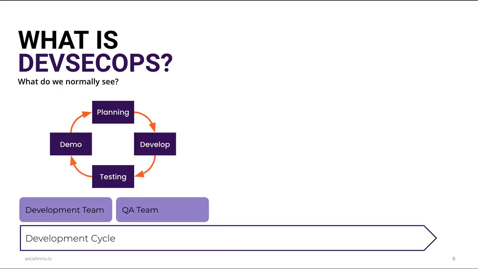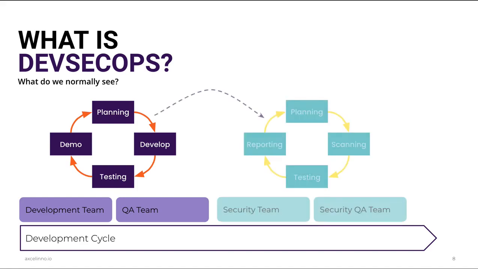Now, what are we talking about here? So this is what we normally see, and I mentioned this in our first series of this. We typically see it during a development cycle, the development team and the QA team, and they're doing their thing. And then what happens is you've got the security team.